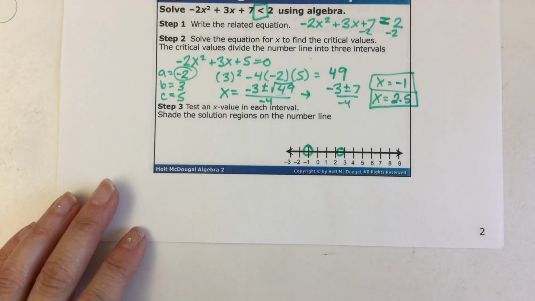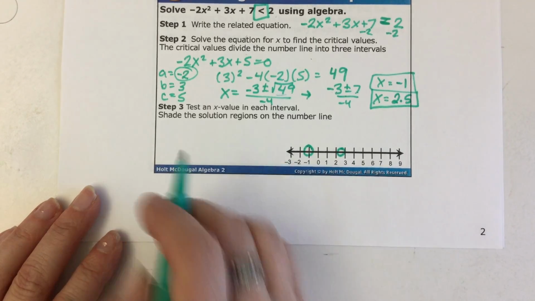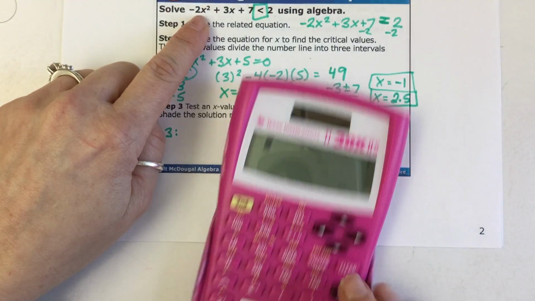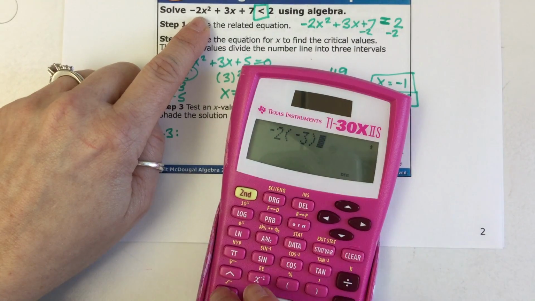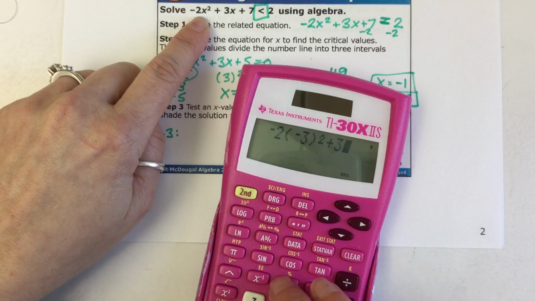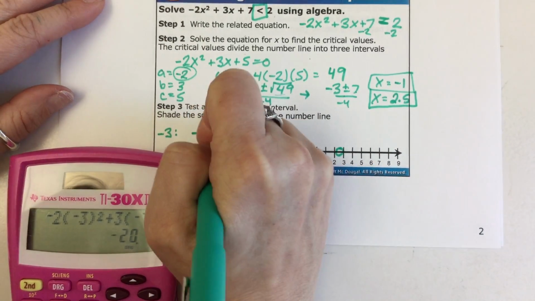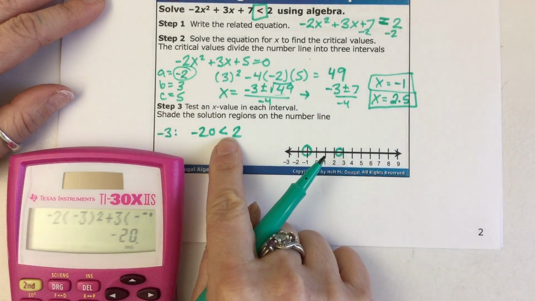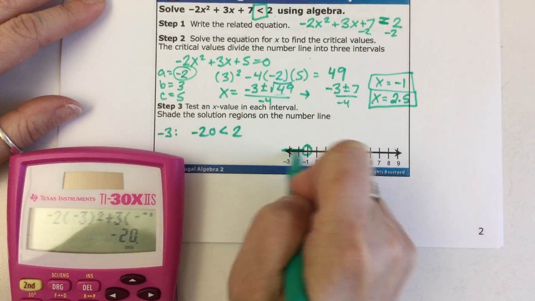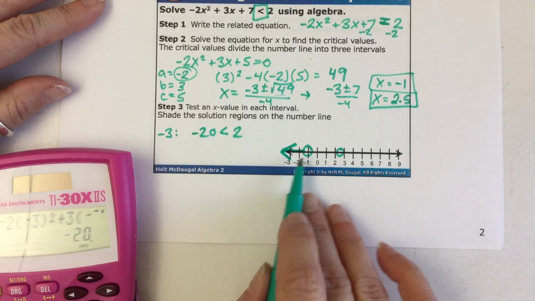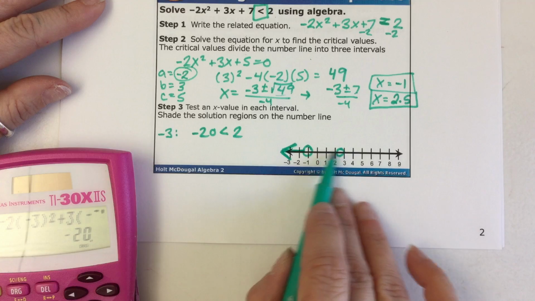So now again, I need to try a test value in each region. So let's try negative 3. If I put a negative 3 in, negative 2 times negative 3 squared plus 3 times negative 3 plus 7, this side is negative 20. Is negative 20 less than 2? Absolutely. So we would shade to the left because negative 3 is to the left of this critical point.